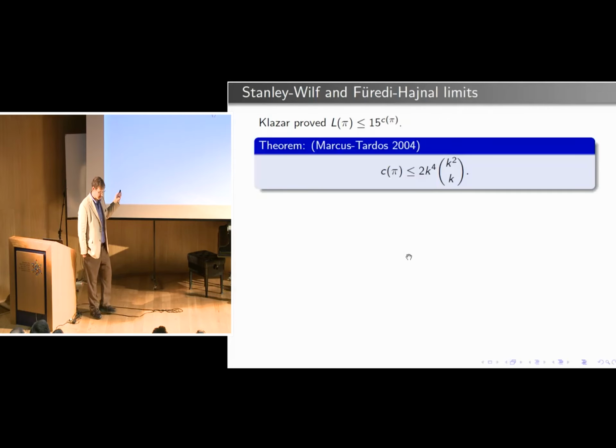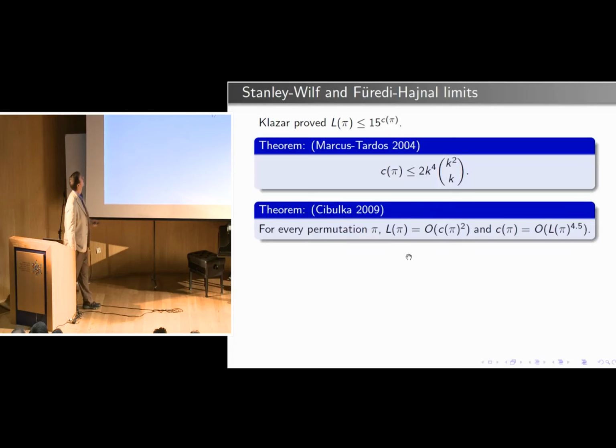Okay, so what is the relationship between this Füredi-Hajnal conjecture and the Stanley-Wilf conjecture? Well, Klazar had this nice proof that the Stanley-Wilf conjecture would follow from the Füredi-Hajnal conjecture, and in particular, the Stanley-Wilf limit is at most exponential in the Füredi-Hajnal constant. What Adam Marcus and Gábor Tardos proved was that the Füredi-Hajnal conjecture holds, and the C of pi is at most this expression, and therefore the Stanley-Wilf conjecture holds. And if we have time, we'll show proofs of almost everything.